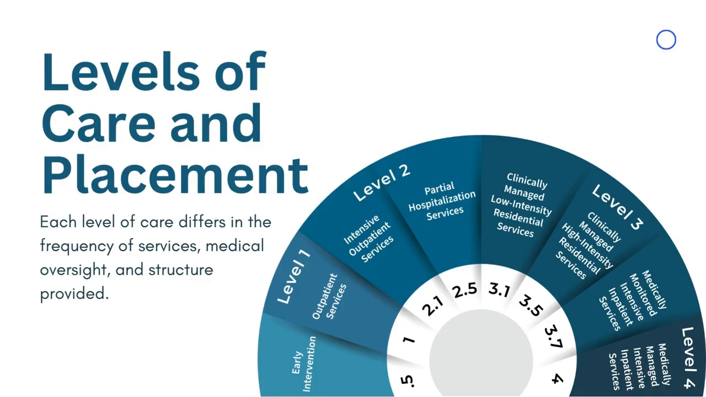Now that we've covered the six dimensions, let's explore how these assessments translate into actual level of care placements. So once we've assessed a person using the ASAM criteria, the next step is matching them to the appropriate level of care. ASAM organizes treatment into a continuum of care, ensuring that individuals receive the least restrictive but most effective treatment based on their clinical needs.